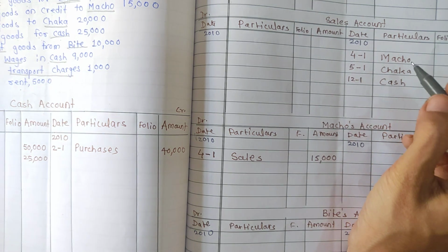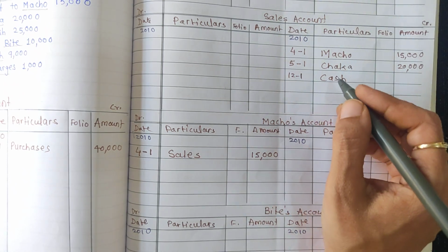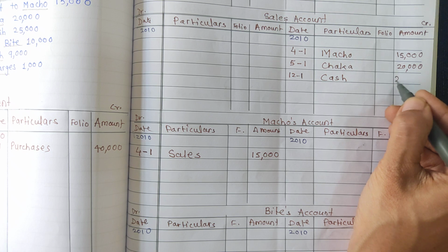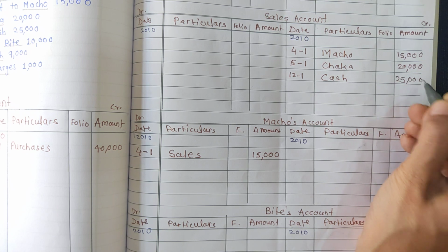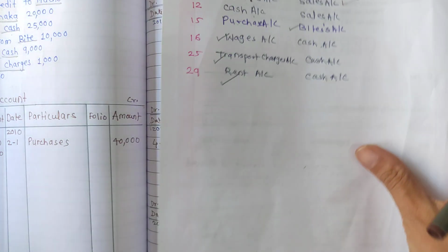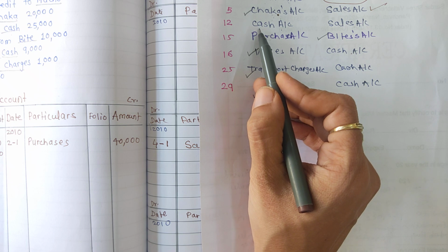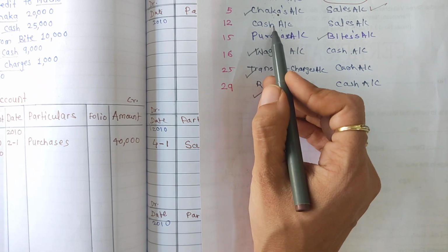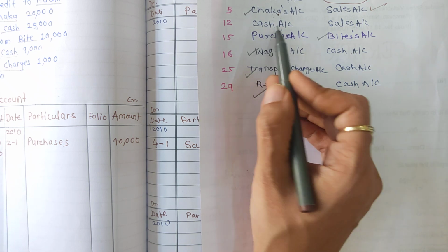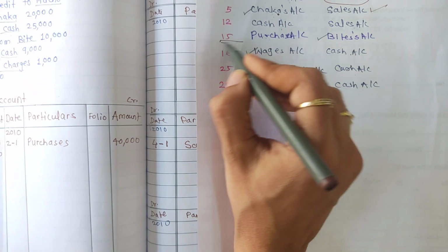See, when there is a credit sale, the personal account affected, Macho and Chaka, but when there is a cash sale, we have given effect in the cash account debit side. So here what we are writing, cash. So if we see like this, for the 12th January, cash account is debited, so we have given effect in the cash account debit side and sales account credit side.